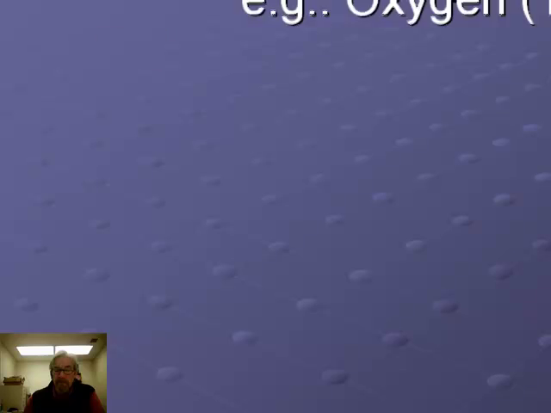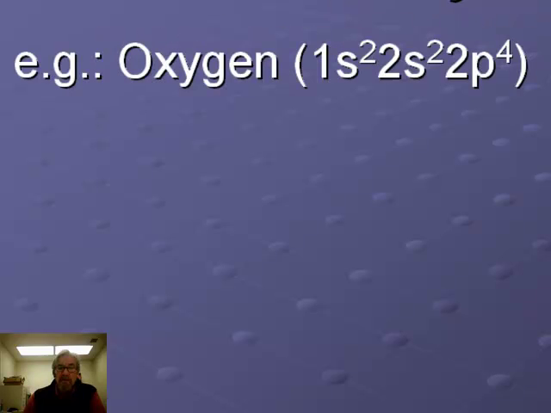Here's an example. Oxygen. Let's do a Lewis symbol for oxygen. It's 1s2, 2s2, 2p4. Well, the valence electrons are the only ones that show up on the dot notation or the Lewis symbol. So 2 is the highest shell here. So that means we have 6 valence electrons. 2 from the s, 4 from the p. So I'm going to write down the symbol for oxygen, O, and then I'm going to put my electrons in.